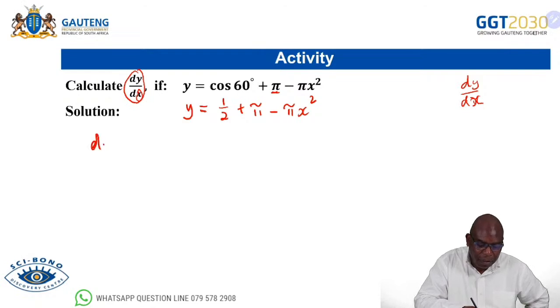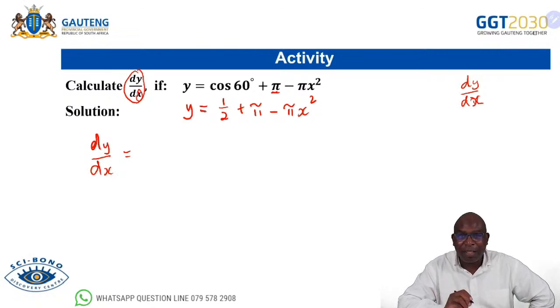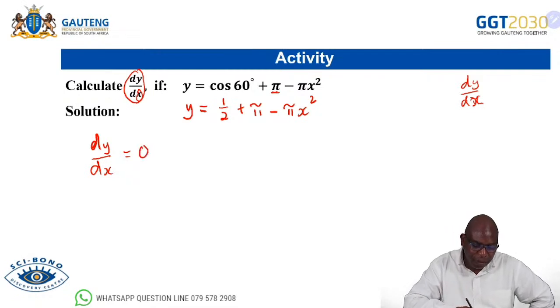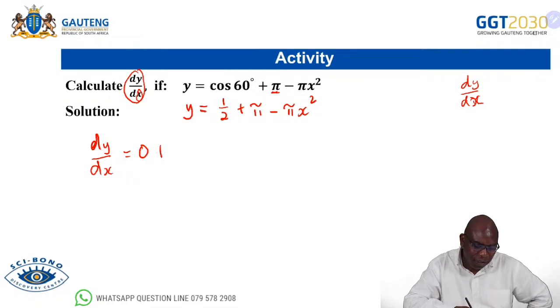What should I have now? The differentiation will be dy over dx. I'm differentiating with respect to x, so I'm looking at the x. What is the differentiation of half? Half is a constant, so it will be 0. What is the differentiation of pi? Pi is a constant also because I'm not differentiating it, so it will be plus another 0.